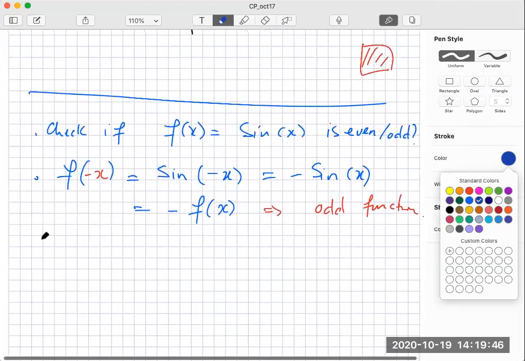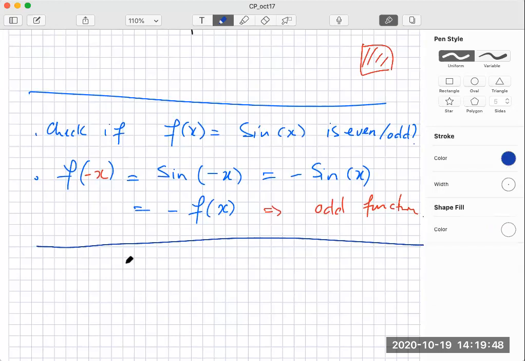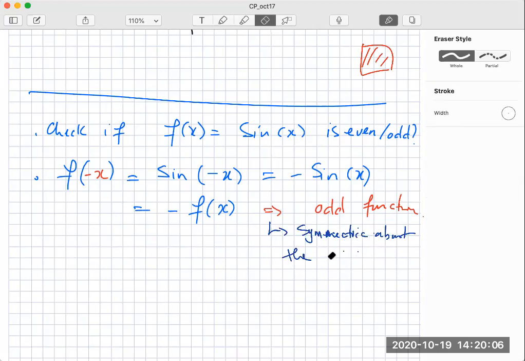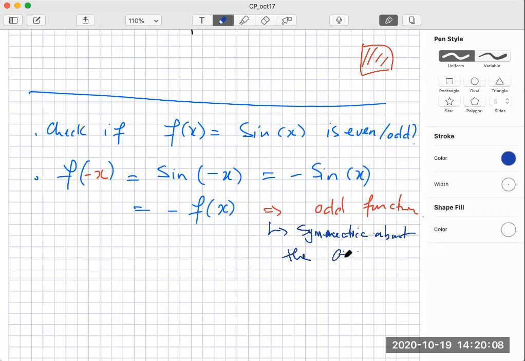Similarly, odd, therefore it is symmetric about the origin, right? Okay.